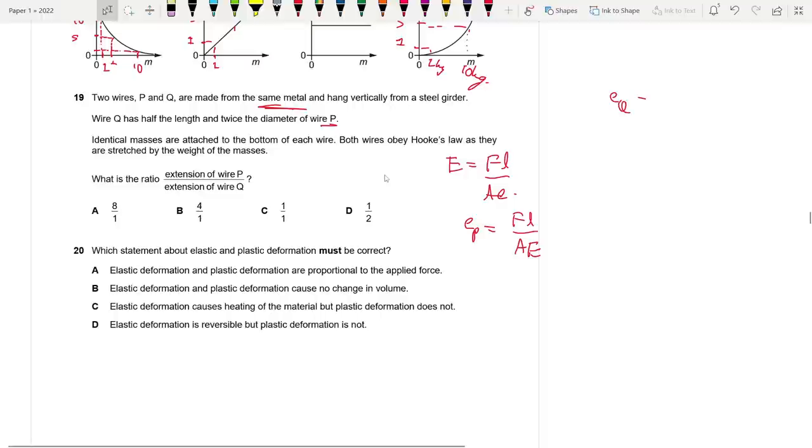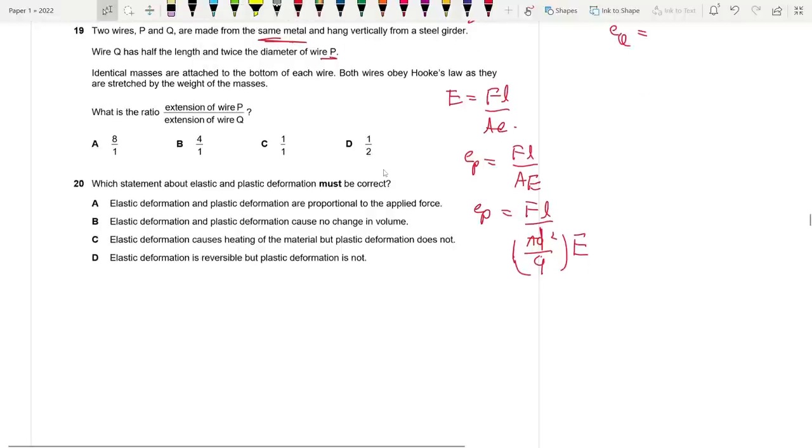And the extension for Q is, or basically this is FL by pi d square by 4, capital E. That's the area, but wire Q is half the length but twice the diameter. Okay, so this is the original one. Extension for P goes like this. Extension of P is 4FL by pi d square E. This is what happened originally.